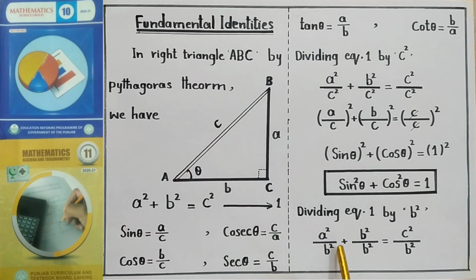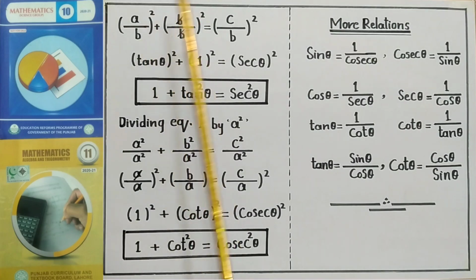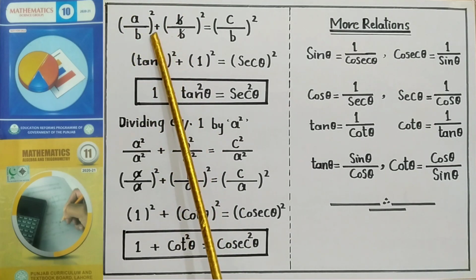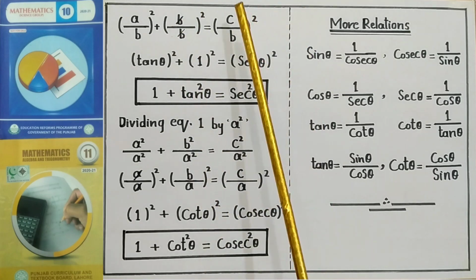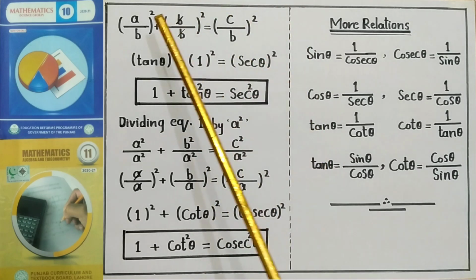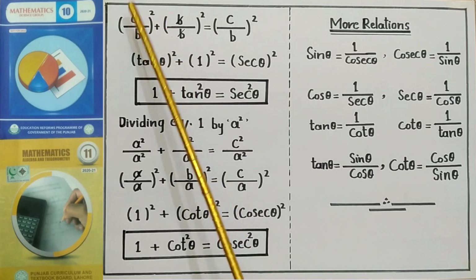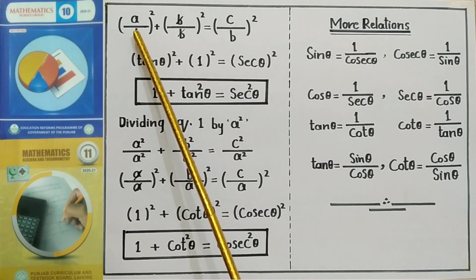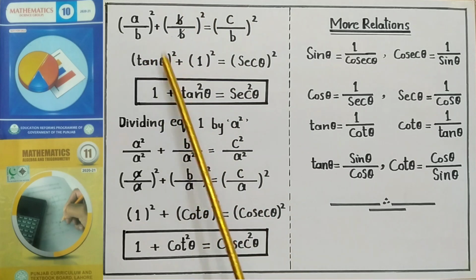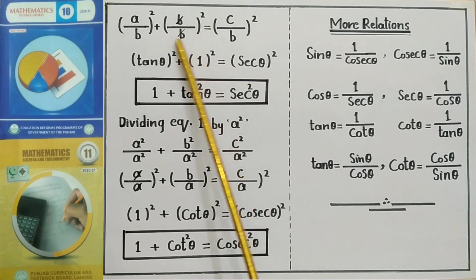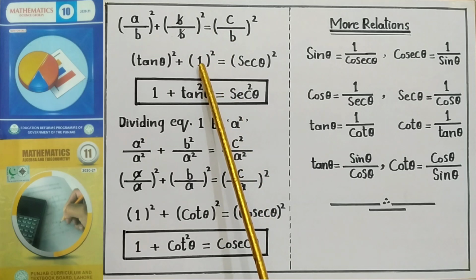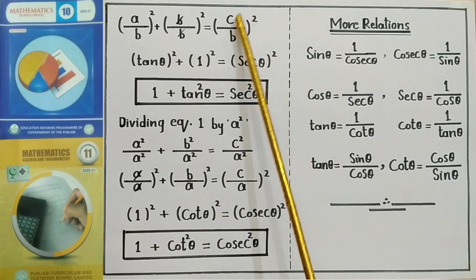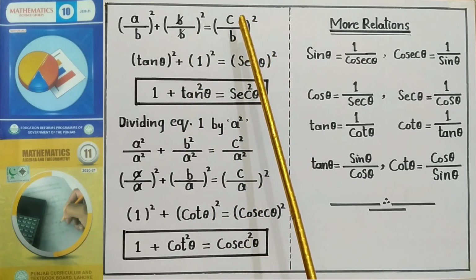So it is written as A square over B square plus B square over B square is equal to C square over B square. The next equation becomes (A over B) whole square plus (B over B) whole square is equal to (C over B) whole square. A perpendicular, B base, it is equal to tan theta. Tan whole square plus B over B cancelled, so 1 whole square is equal to C the hypotenuse over B the base.